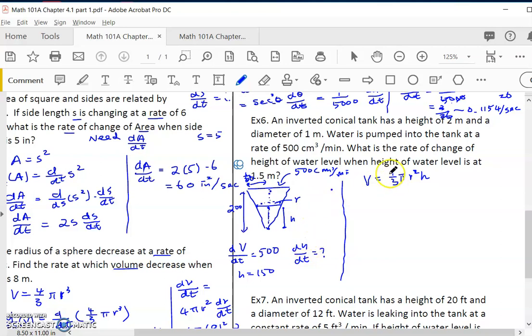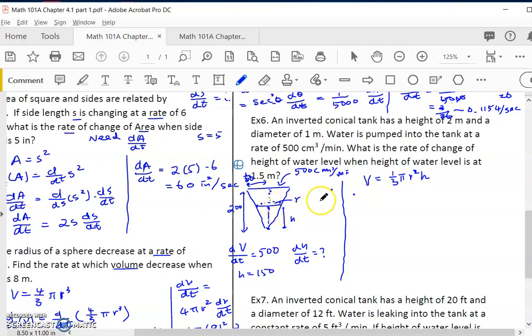Unlike the Pythagorean theorem that we dealt with in the last video, where we knew dR/dt also, and then that's no problem, in this particular case R is changing but I don't have dR/dt. So what should we do? We should replace R by H. So how do I relate R and H now?